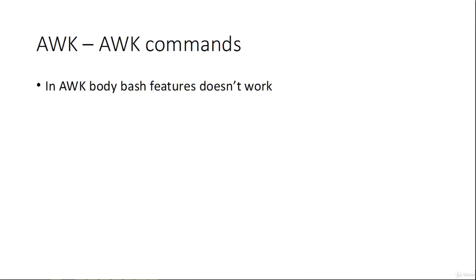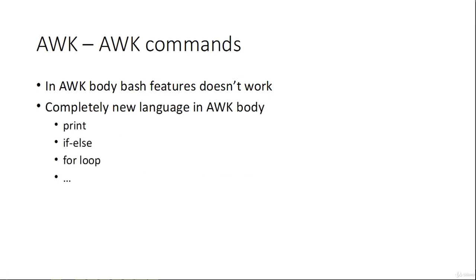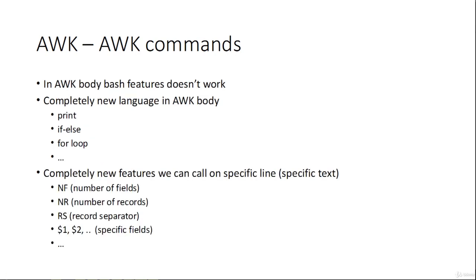In an AWK program, bash features don't work, and what's more important, we are using a completely new language in the AWK body. For example, we don't use echo, but mainly we use the print command. We also have a different structure of if-else statements, and the same goes for loops and many more. What is also new for us, we have completely new features available that we can call for specific lines. For example, we have here the variable NF, which represents the number of fields. Then we have NR, which represents the number of records, and so on.